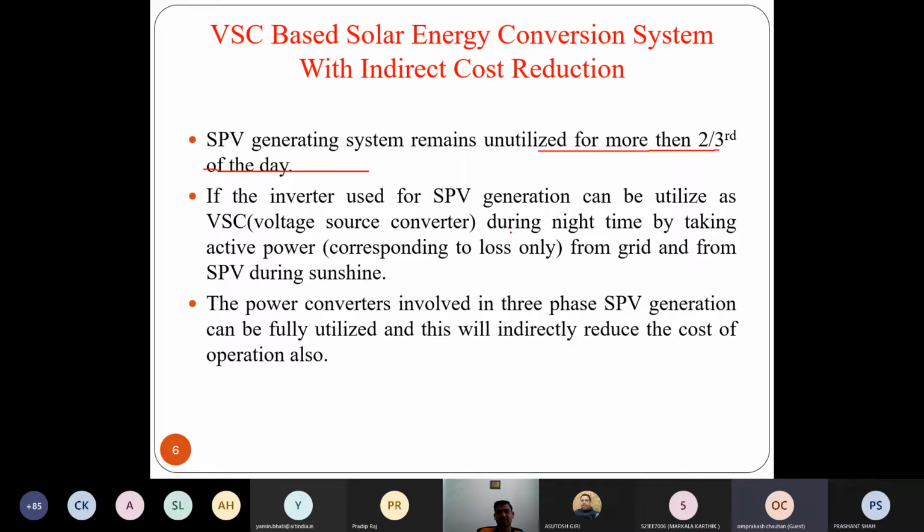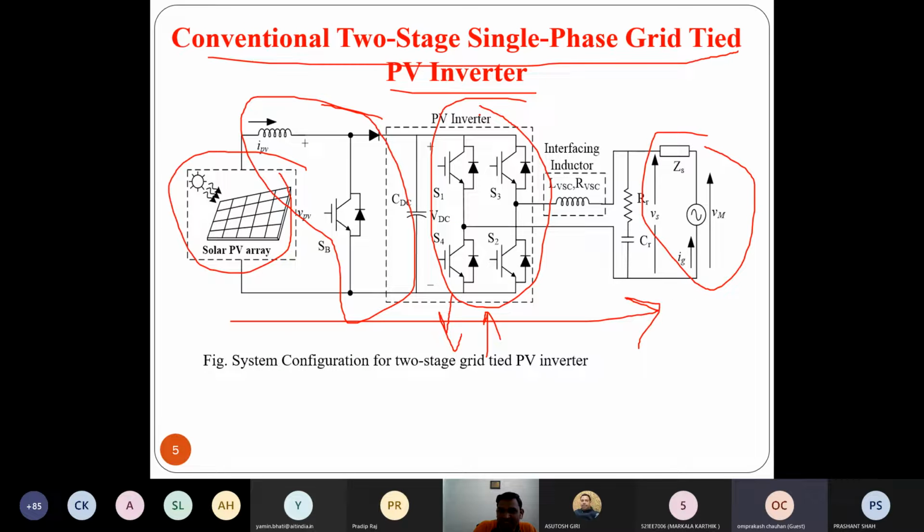2/3 of the day, if the inverter used for SPV generation can be utilized as a voltage source connected during the night time. So what would be the solution? How can we reduce the cost through the payback, by improving the payback period? Payback period means we can utilize this converter for 24 hours. So during the loss of this PV array, we can operate this inverter as a power quality conditioner.